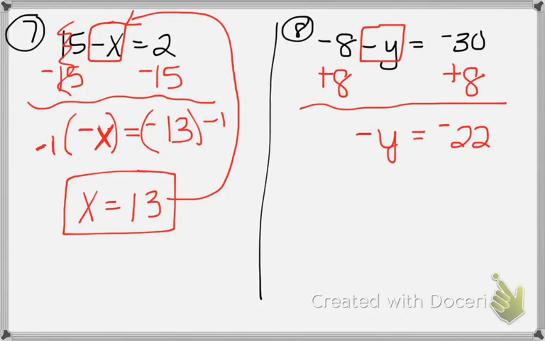Now you can't leave it like that. You can never have a negative variable equals a number. So we're going to wave the magic wand. Abracadabra, make this into a positive y. And that means multiplication by -1. So now it's positive y, and -22 times -1 is positive 22.